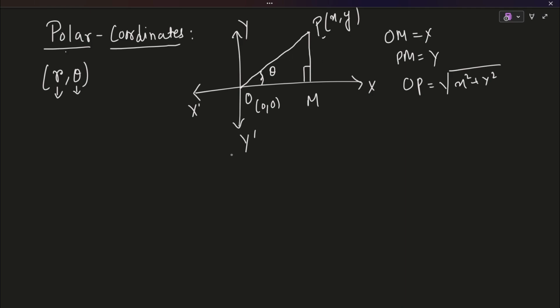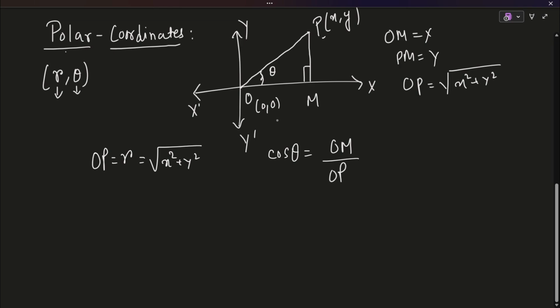First, we will let OP equal r, which is the distance from the origin. This is very simple. So basically OP equals r, which is in turn equal to the square root of x square plus y square. Now, in the right angle triangle OPM, observe that cos theta is equal to OM by OP. Similarly, sin theta should be equal to MP by OP.